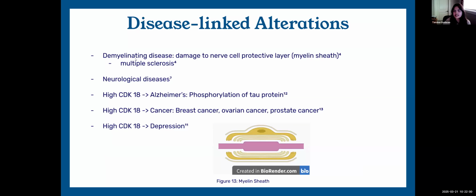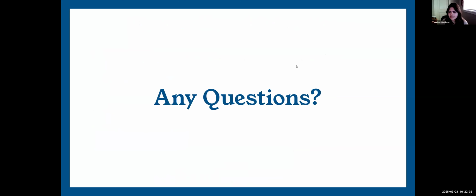Demyelinating disease is damage to the nerve cell protection layer, the myelin sheath, and this can result in multiple sclerosis. And because of this damage to neurons, this can also result in neurological diseases. There is a bunch of research on how high CDK18 can also impact disease. We've got some other diseases here, such as Alzheimer's, cancer, and depression, but I believe there's still much research to be done in these areas. And yeah, here are my references. Any questions?